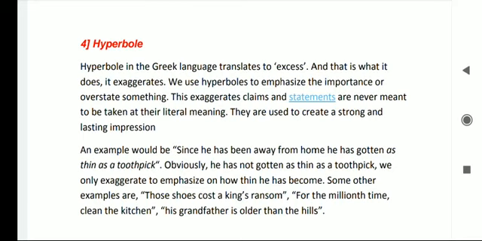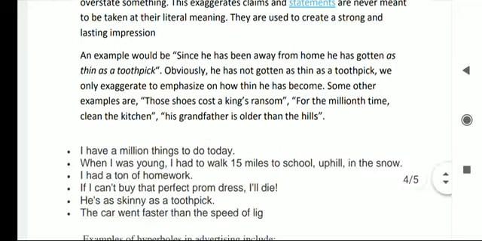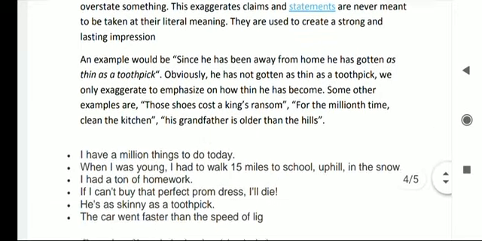Obviously, he has not gotten as thin as a toothpick. We only exaggerate to emphasize how thin he has become. Some other examples are: those shoes cost a king's ransom. For the millionth time, clean the kitchen. His grandfather is older than the hills. These are examples of hyperbole.